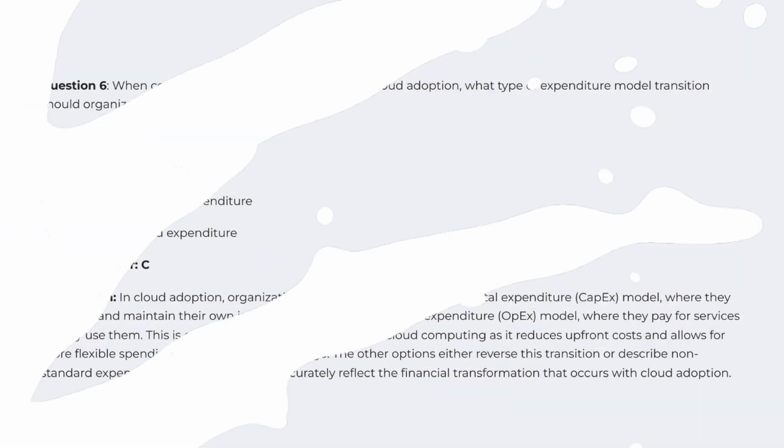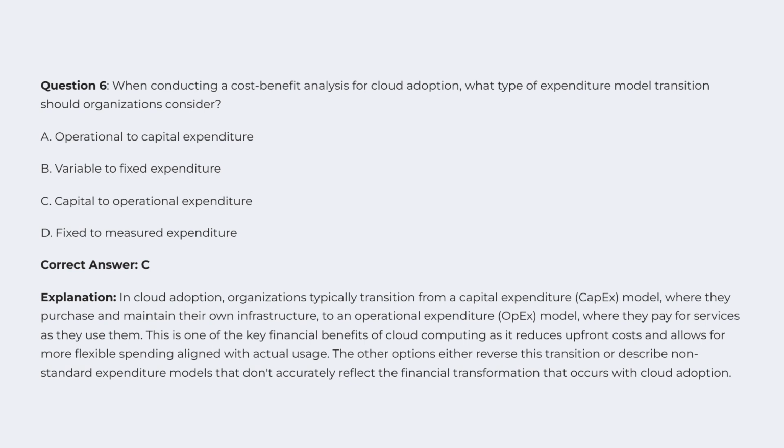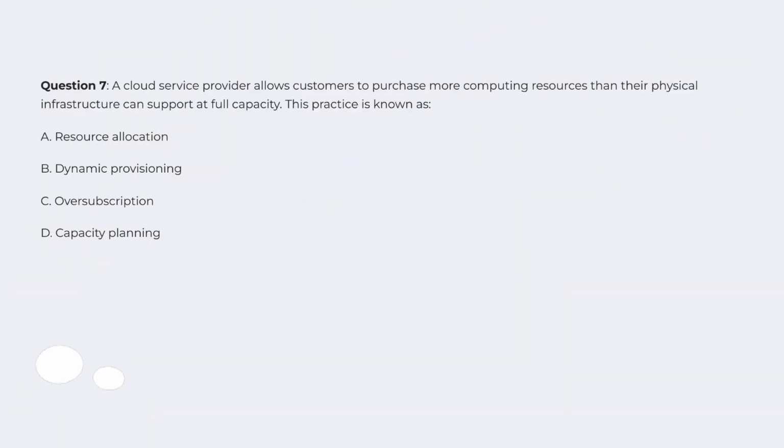Correct answer: C. Explanation. In cloud adoption, organizations typically transition from a capital expenditure, CapEx, model, where they purchase and maintain their own infrastructure, to an operational expenditure, OpEx, model, where they pay for services as they use them. This is one of the key financial benefits of cloud computing, as it reduces upfront costs and allows for more flexible spending aligned with actual usage. The other options either reverse this transition or describe non-standard expenditure models that don't accurately reflect the financial transformation that occurs with cloud adoption.